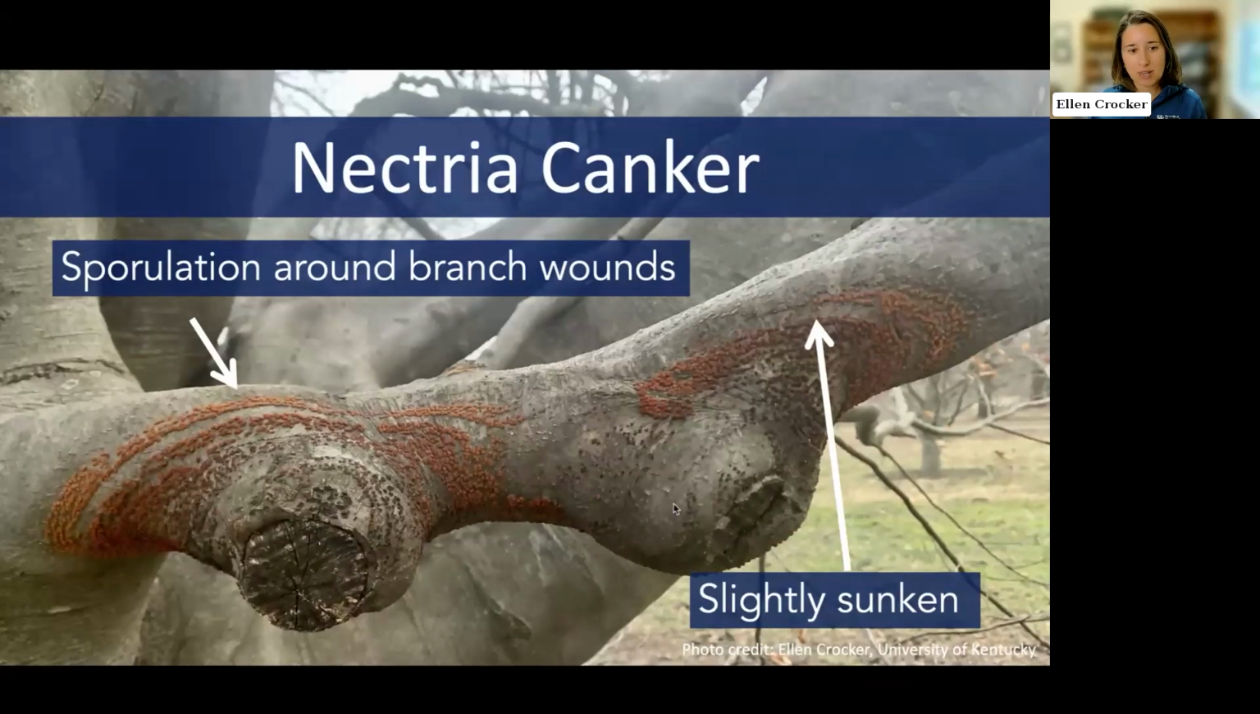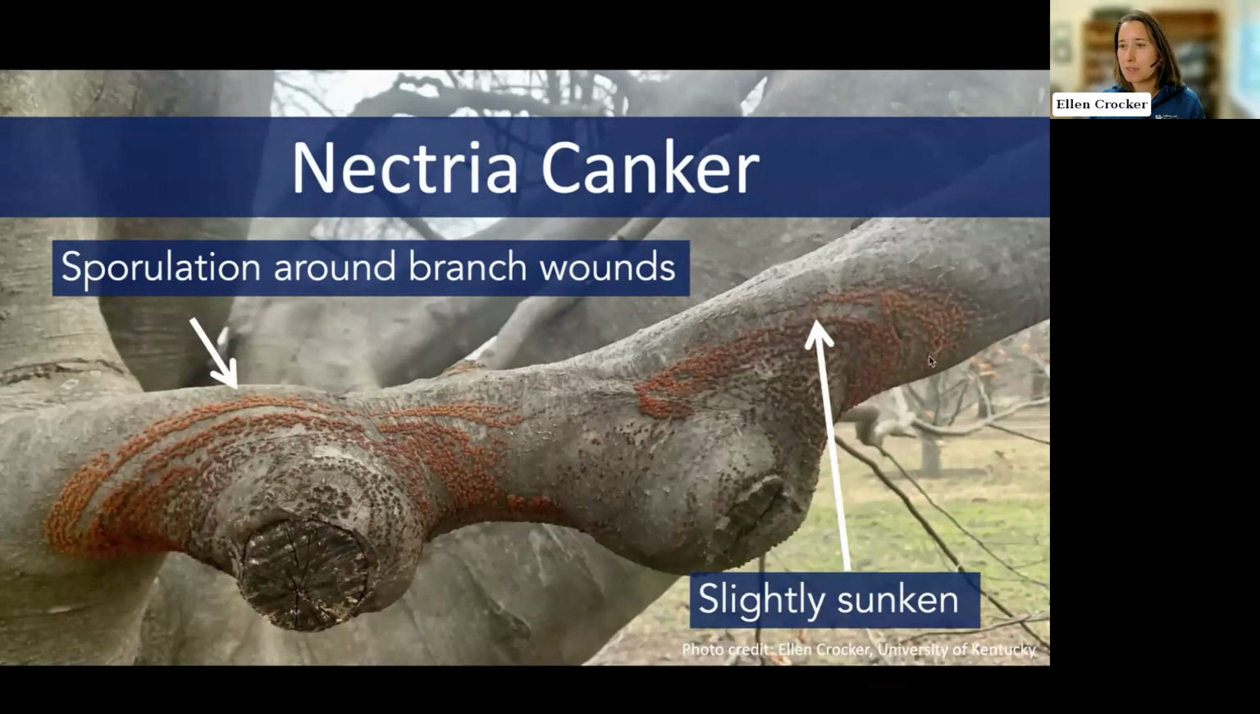So in this case, it's trying to seal off this wound, but wait, there's a fungus in there that's causing problems and preventing that. So this is Nectria canker, caused by a fungus. It has a really wide host range, but you'll see it most commonly on beech trees as well as maples and more. And this is a beech tree right here. And pruning wounds are a common entry point, or any other kind of wounding.